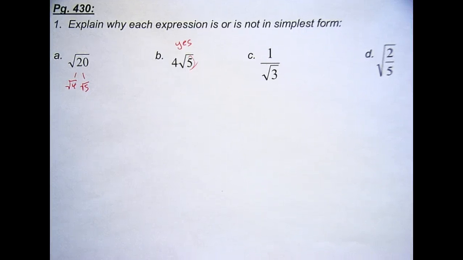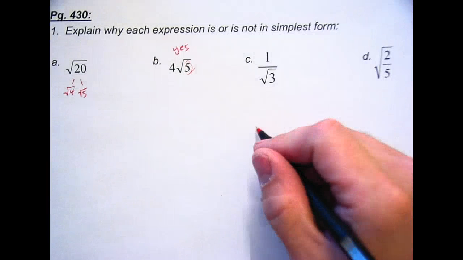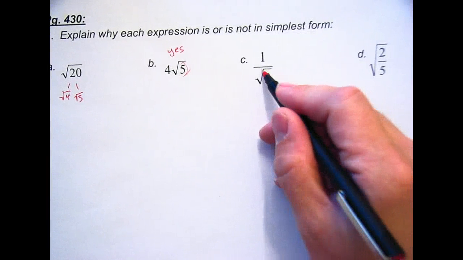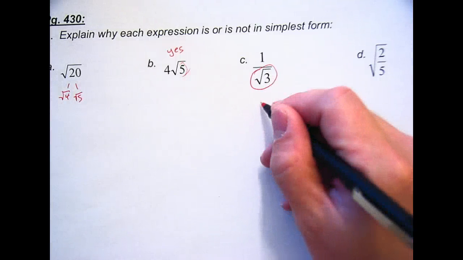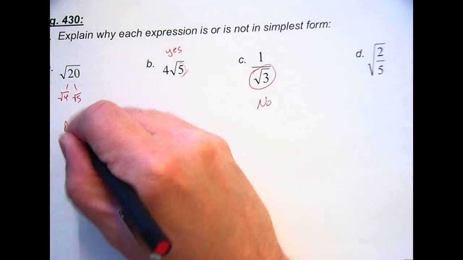It is simplified. That's not correct. Trinity? It isn't simplified because, like rule 3, it has a radical in the denominator. Good. It has a radical in the denominator, so it is not. Okay? So no and no.